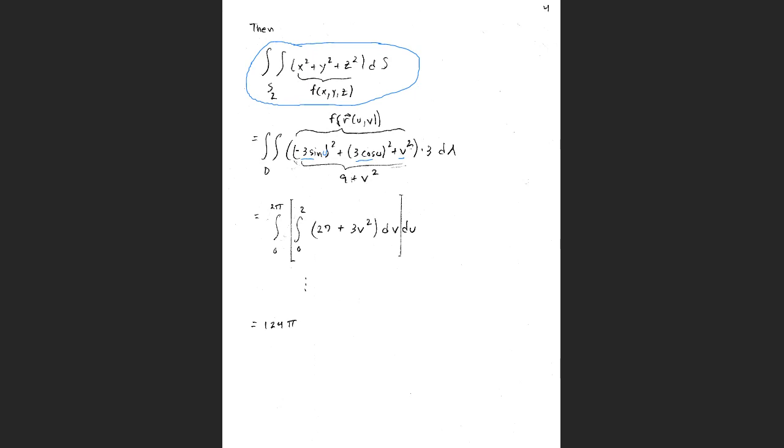And so it's just a double integral that I know you can easily do. That's why I didn't show the integration part. And when you work it out, you'll get 124 pi.